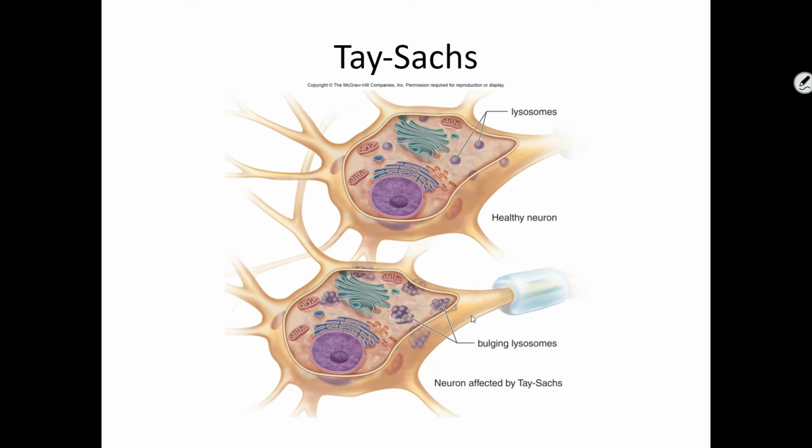One interesting thing about this is that it is found in particular populations around the world that tend to intermarry and don't typically marry outside of their own demographic. So those populations have a higher incidence of Tay-Sachs than the rest of the population.